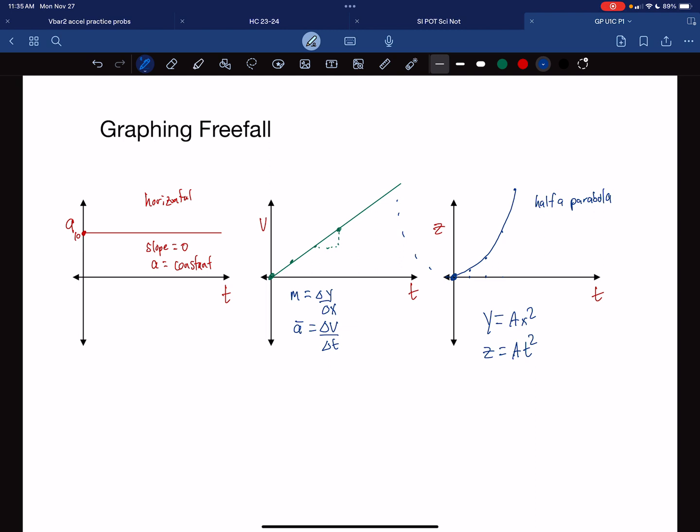The slope of the z-t graph is delta y over delta x. The vertical axis is z, the vertical position, and the x-axis is the time. So the change in position is measured in meters and the change in time in seconds, meters per second, that means this is the velocity. What we see happening to the slope here is that the slope is increasing. That means the velocity is increasing.